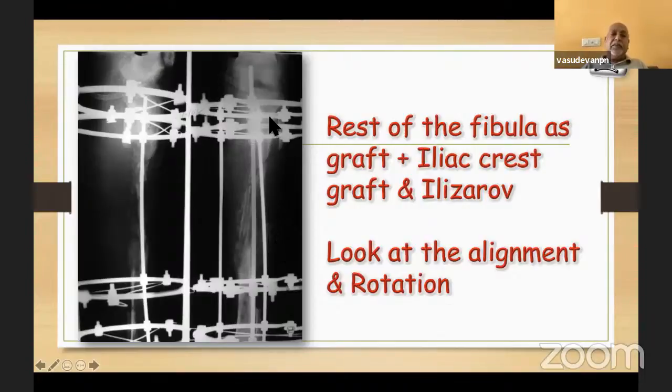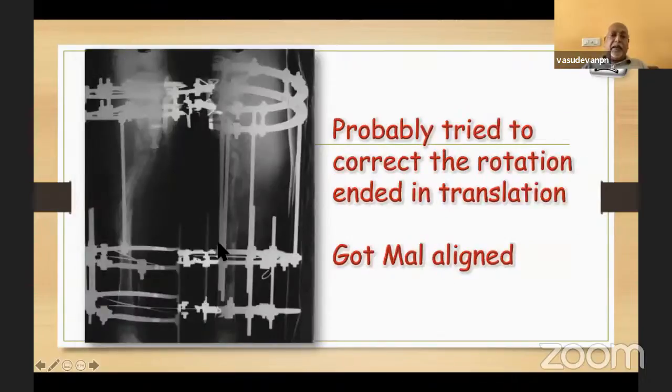And they tried, this is a long rod, and they tried to correct the rotations. Now you can see the fibular relationships are maintained. But in the process, they developed this translation. So can anybody say why this has happened? The lateral view is the same.